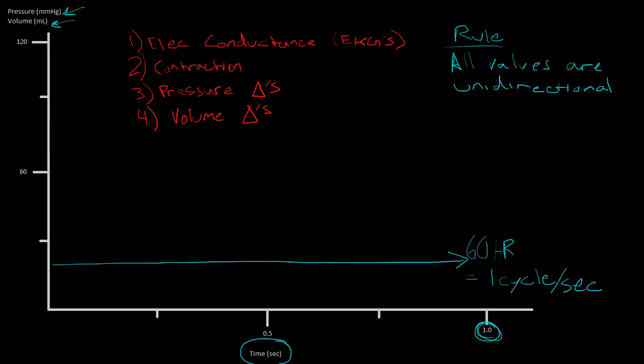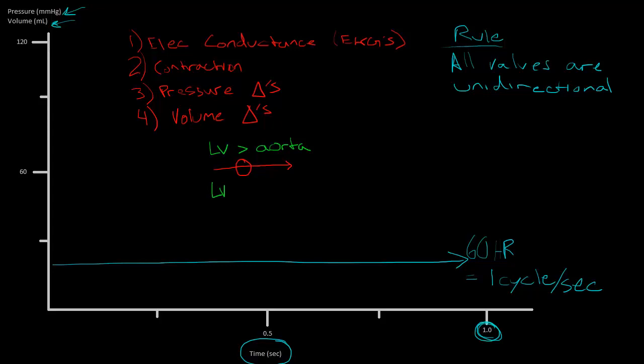Now I want to look at two different examples really quick of pressure changes. Let's say we have a pressure in the left ventricle that is greater than a pressure in the aorta. What's going to happen is the aortic valve is going to open and volume is going to go through the aortic valve in the direction of the aorta. And when I say volume, what I mean is blood. So we have a volume change from the left ventricle to the aorta.